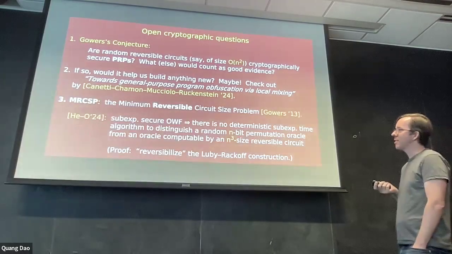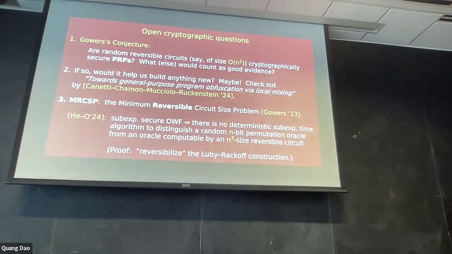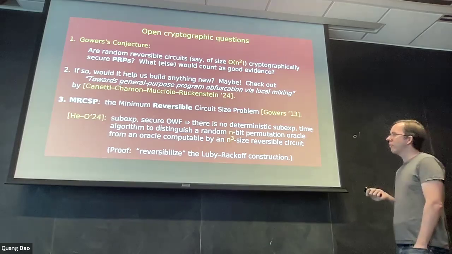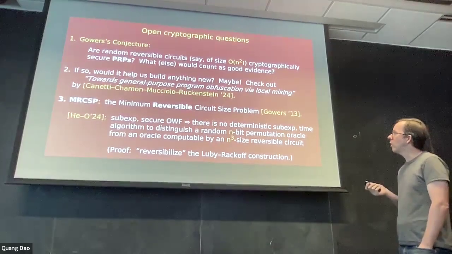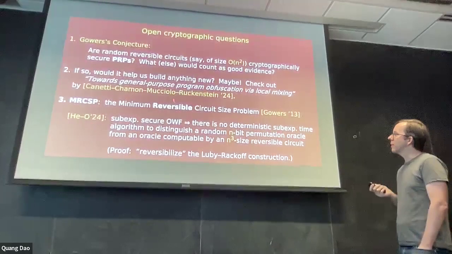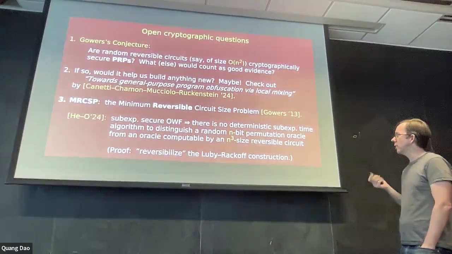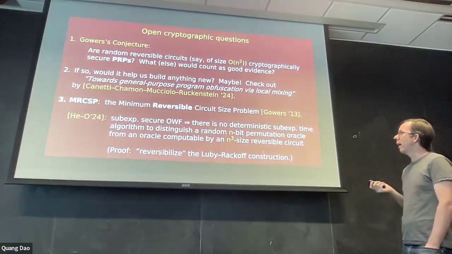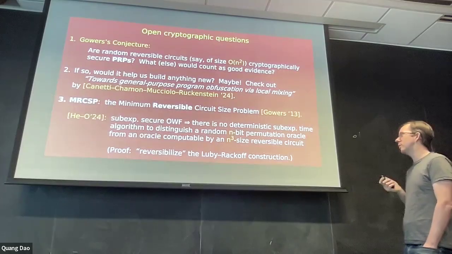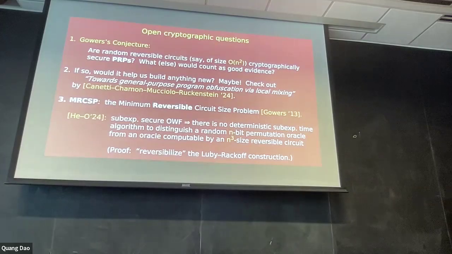There's a problem, MRCSP. This is the minimum reversible circuit size problem, which Gowers also asked about like 10 years ago. Actually, William and I proved a little something about this, although just a little something. If one-way functions exist, then there's no deterministic algorithm that can distinguish a random n-bit permutation in an oracle from one computable by an n-cubed size reversible circuit.